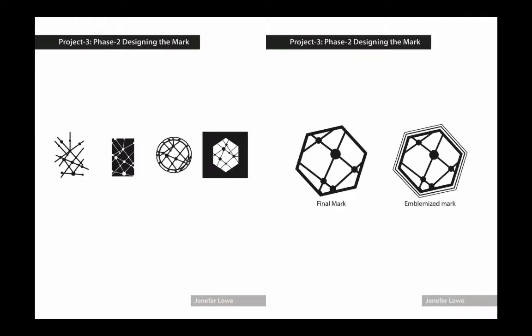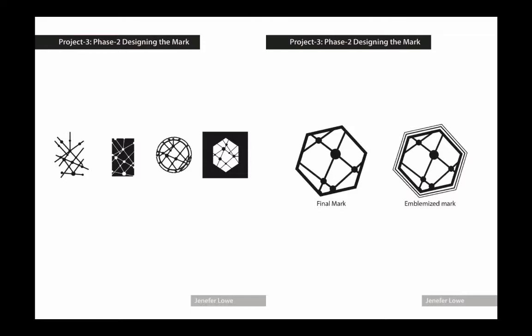Okay, and then this one, you can see the digital sketches over on the left. For some reason I don't have her hand sketches, but I know she did them. And on the right, we see the final mark and then the emblemized mark. And one of the things that you're going to notice is that many of these marks are a little bit different in their final phases than they were in all of these other phases.